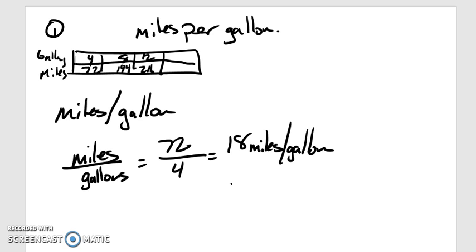And again, I could write it out as 18 miles over the 1 gallon. That's fine there. All right, those ideas work. So I know now that vehicle 1 is getting 18 miles per gallon.